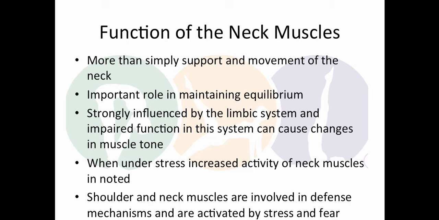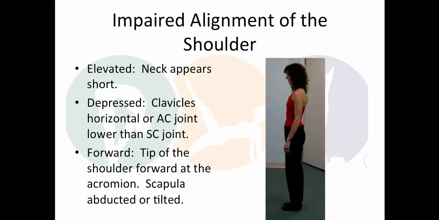If we go back in history, the shoulder and neck muscles are involved in a defense mechanism, and they are activated by stress and fear. Our head is something that we really need to protect, and in earlier times when we were being chased or we were being attacked by an animal, the head was the thing that we would try to protect, and the cervical muscles play a great part in that. So still, when we are subjected to stress, our body responds with protective mechanisms for the head, which involve the neck muscles.